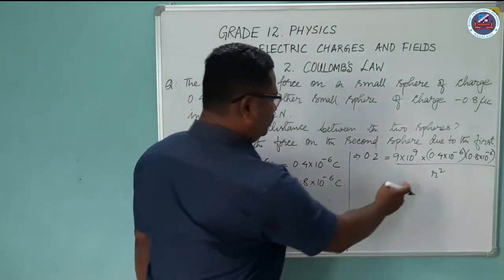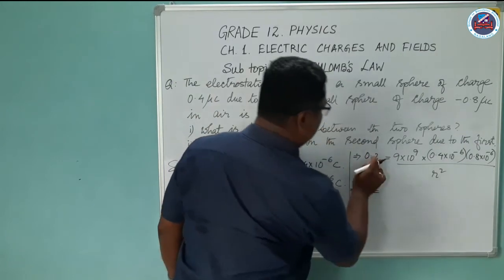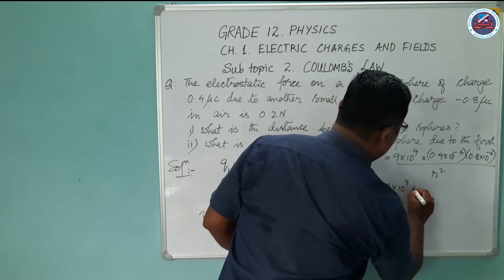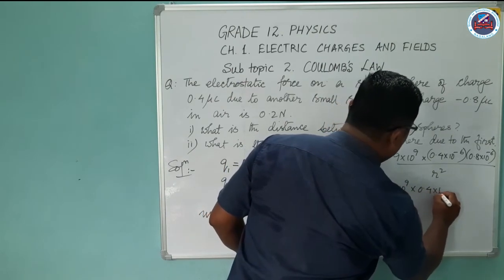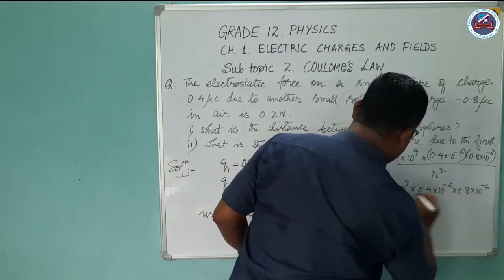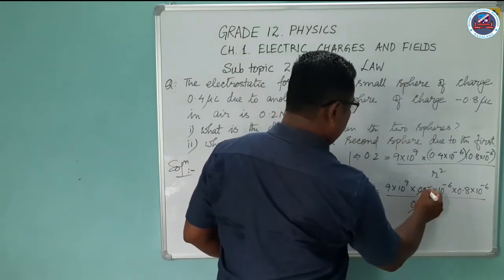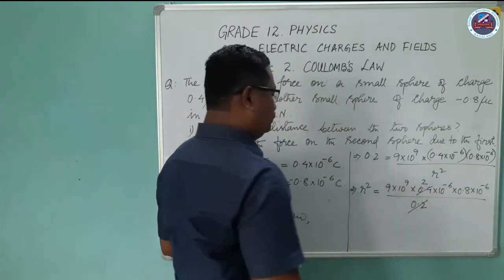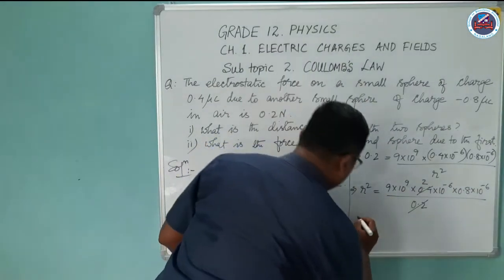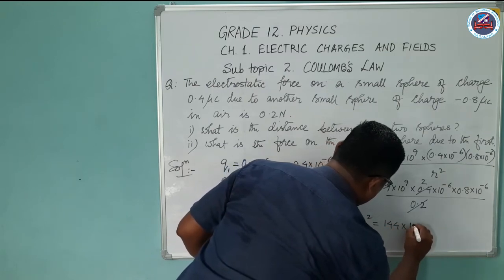Now cross multiply, R square will come towards your left, and this 0.2 Newton you can place down. 9 into 10 to the power 9 into 0.4 into 10 to the power minus 6 into 0.8 into 10 to the power minus 6 divided by 0.2. 0.2 into 2 times is 0.4. After that, the numbers will multiply. If you multiply the numbers, you get like this: 144 into 10 to the power minus 4.